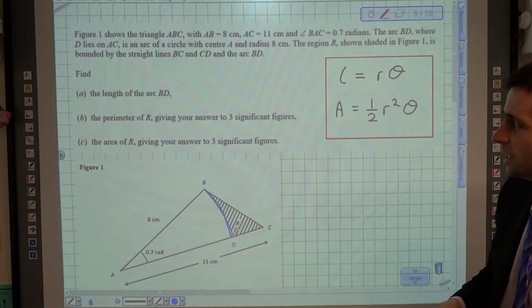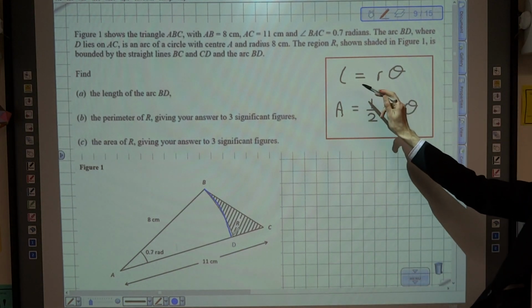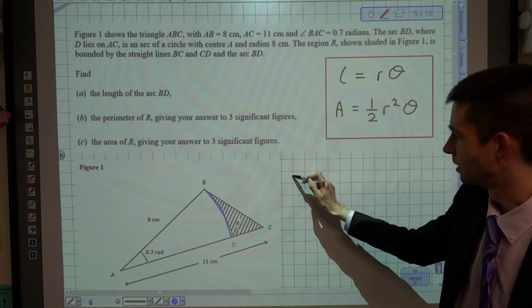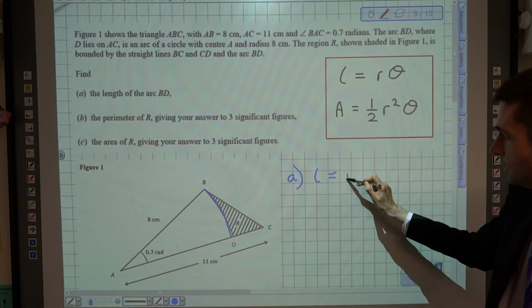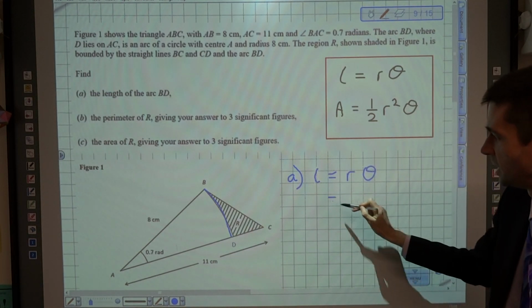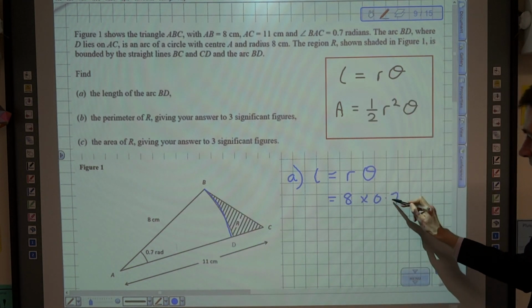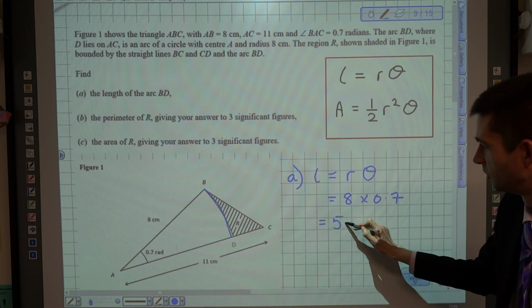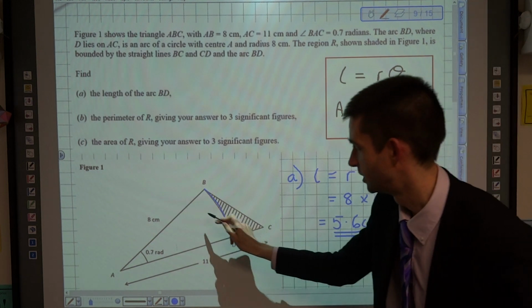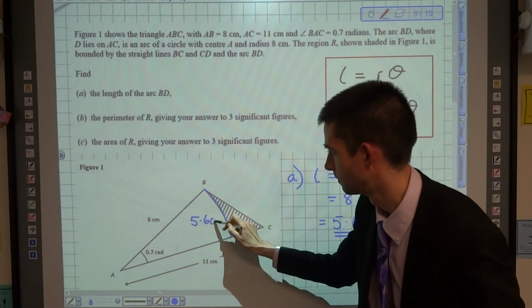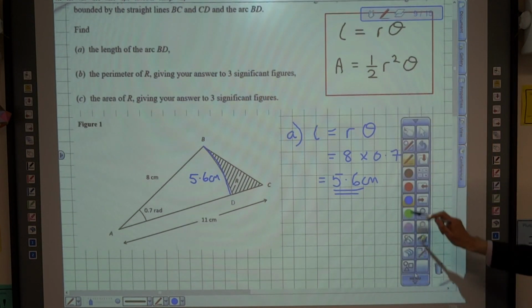So, to find the length of the arc BD, I've got my 2 radian measures formulae written in this box here. The length of an arc is equal to r theta. So for part A, to find this length BD, I just need to do the radius multiplied by the angle. The radius is 8 and the angle is 0.7 radians, which means the length of BD is 5.6 centimetres, and that is literally it. 5.6 centimetres is the length of that arc. Okay, moving on to part B.